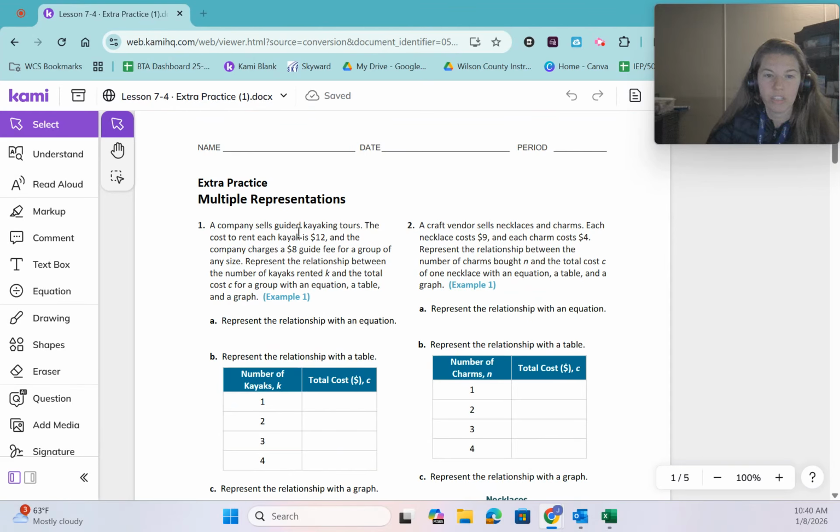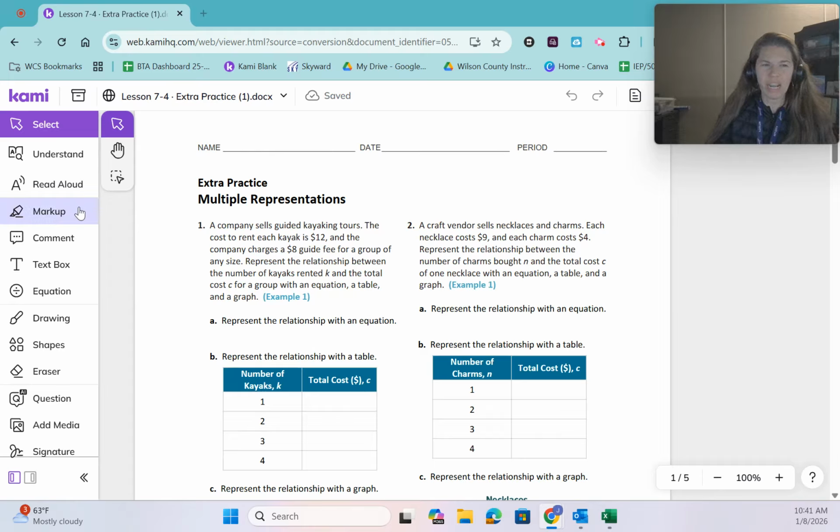A company sells guided kayaking tours. The cost to rent each kayak is $12, and the company charges an $8 guide fee for a group of any size. Represent the relationship between the number of kayaks rented, K, and the total cost, C, for a group with an equation, a table, and a graph.